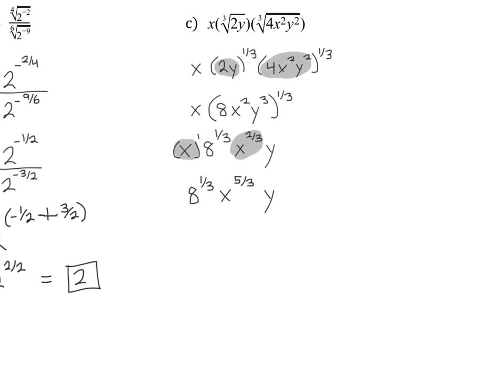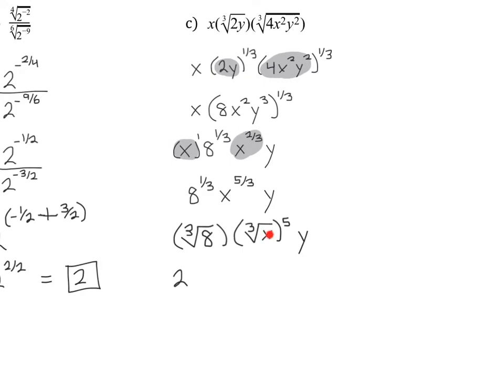And now that they're more combined, let's try writing them back as radicals again. So we have the cube root of 8 times the cube root of x to the power of 5 times y, which is not a radical. We know that 8 is a perfect cube, so this becomes 2.